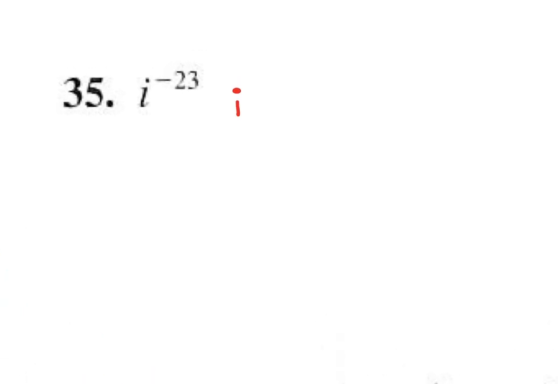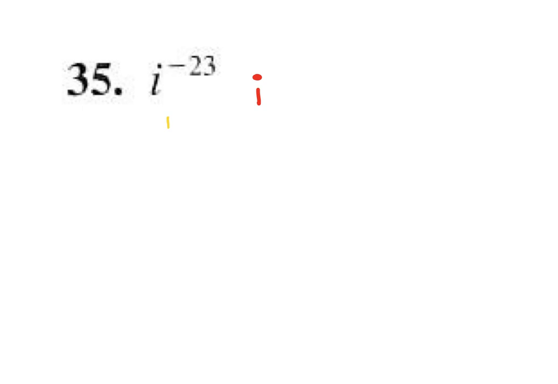Okay, so 35 has a negative in the exponent, so I move it to the denominator. And then we went over the i rules yesterday. One is if it starts odd, it's going to be an i. If you divide by 2 afterwards and it stays odd, so i to the 23 divided by 2 would be 11, stays odd, now it's a negative i in the denominator.